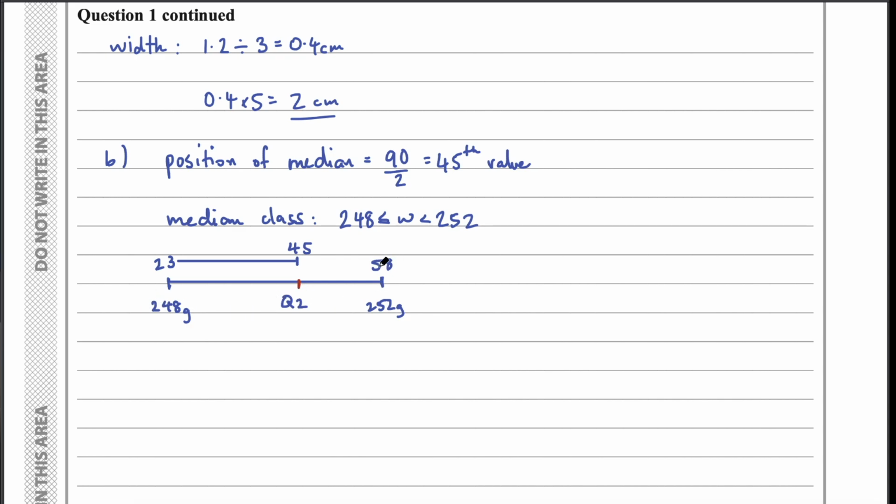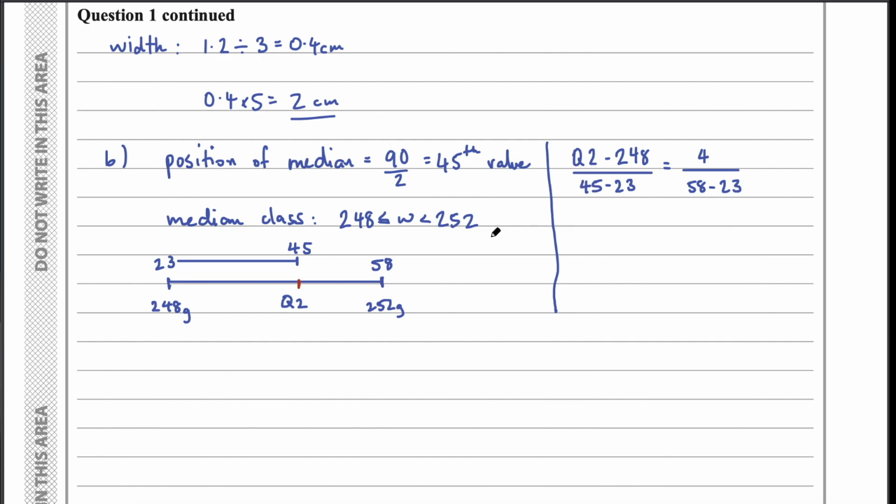And then this will equal the same as 58 take away 23 over the width of the class interval. So let me show you what that looks like in an equation. We'll have Q2 take away 248 divided by 45 take away 23, which will be equal to 252 take away 248, which is 4, divided by the difference between the number of packets, which was 58 take away 23.